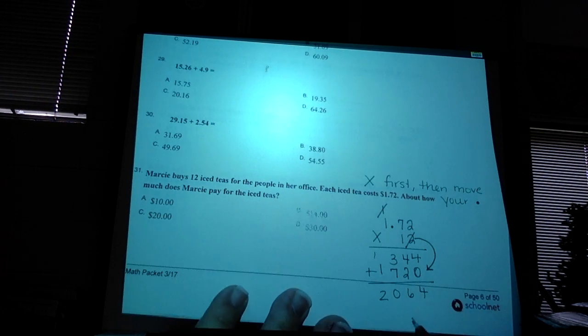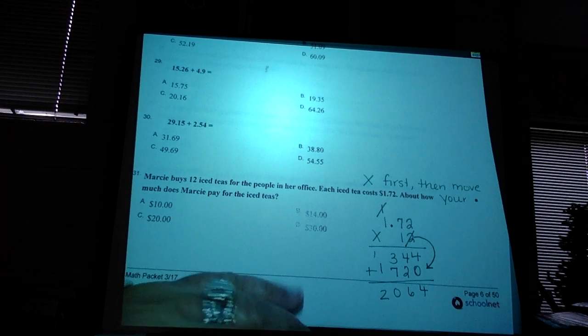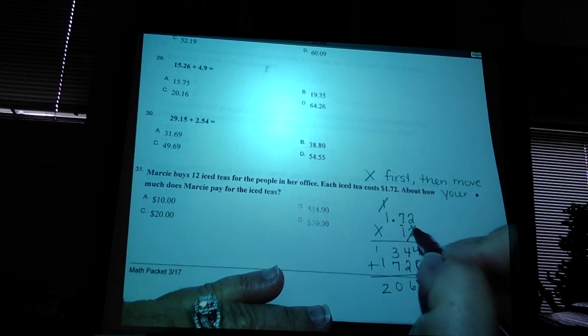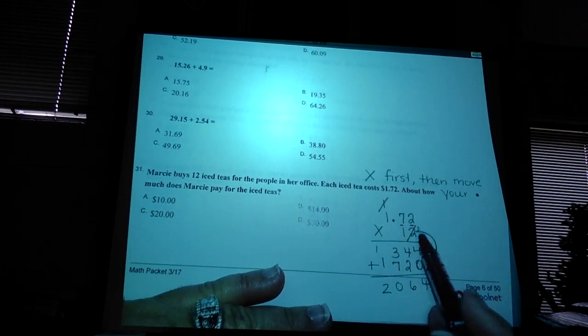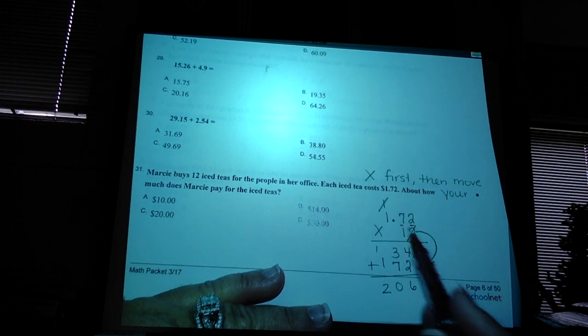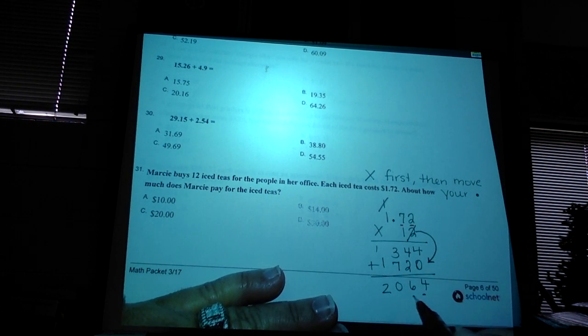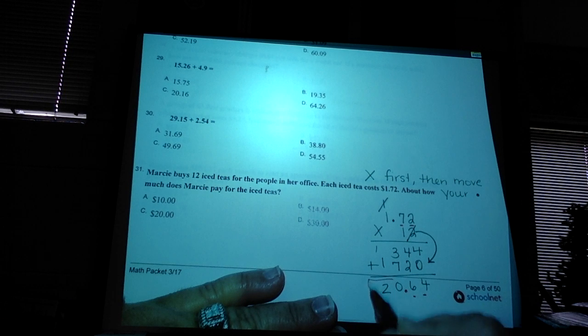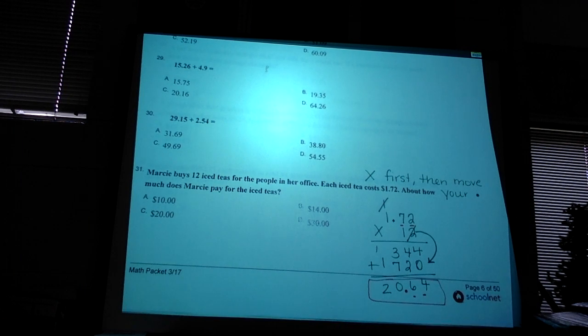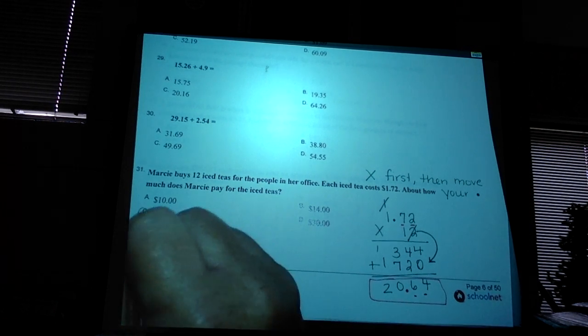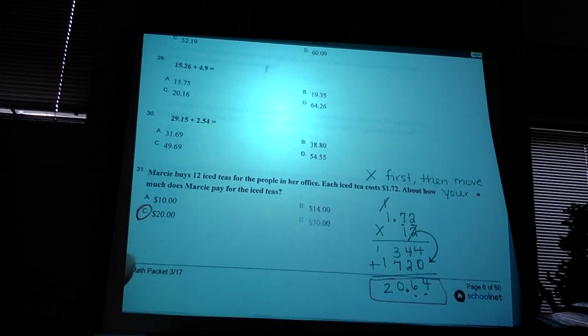I have 2,064, but it's not 2,064. I go and count my places after each decimal. There's 2 here. There's not a decimal here. So there's 2 places. So I come in 2 places this way. Now you have 20 and 64 hundredths, or $20.64, and it's closest to C. All right, turn your page.